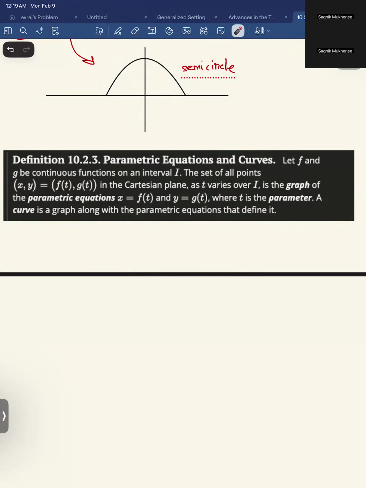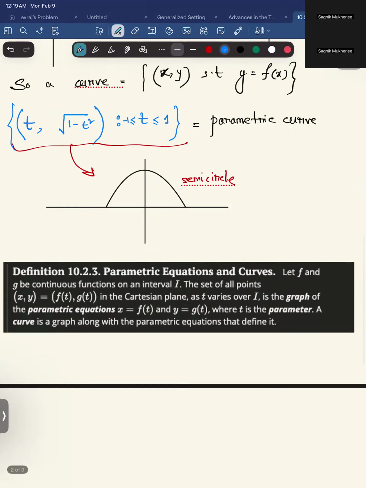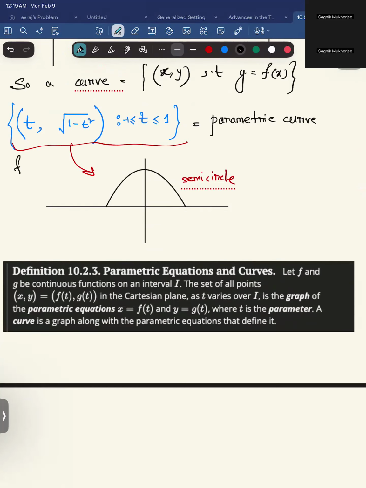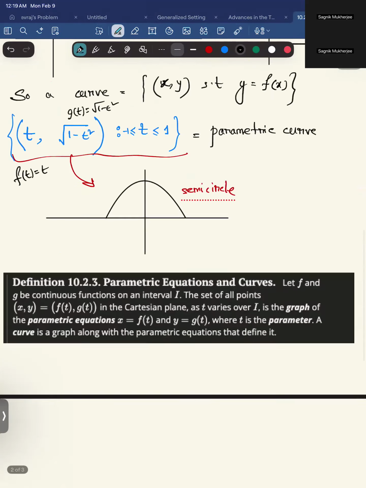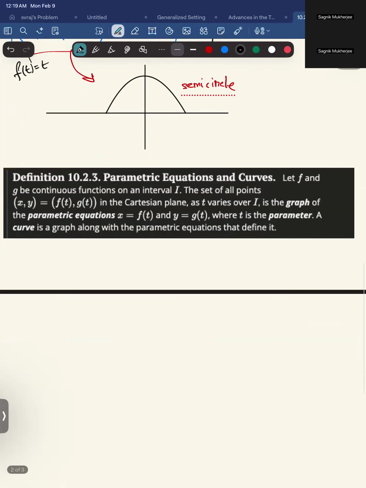So for a parametric equation, the x and y coordinates are given by two different functions, f(t) and g(t). For example, in this situation, as you can see, f(t) is t and g(t) is the square root of 1 minus t squared, right? And we say that the curve is a curve of the parameter t.